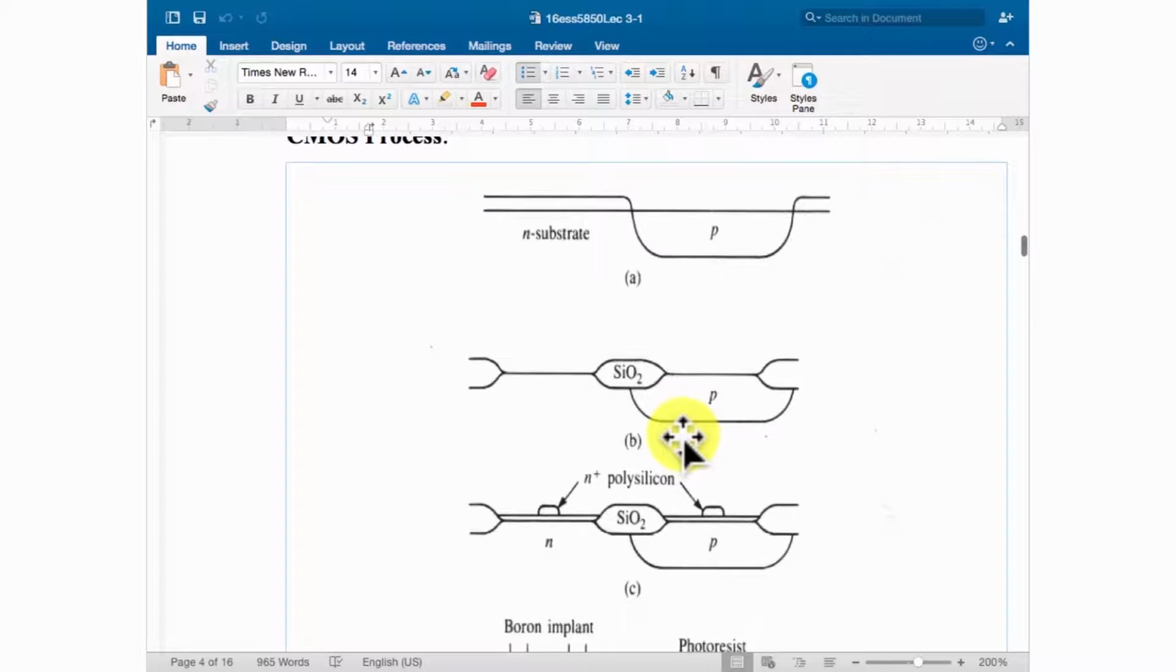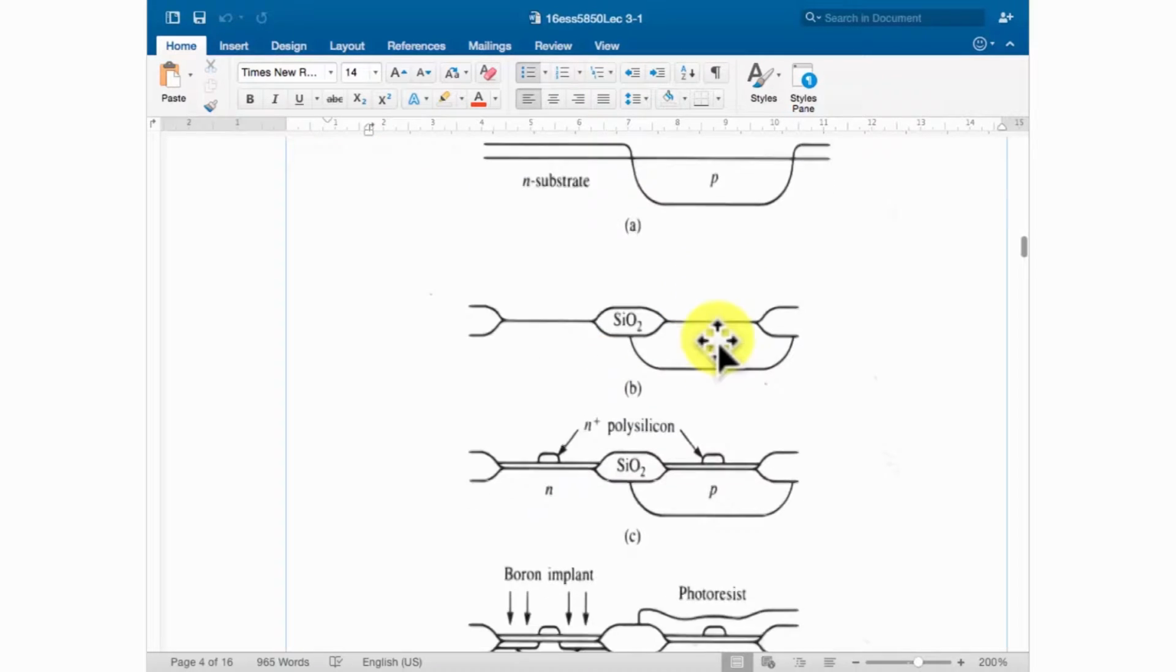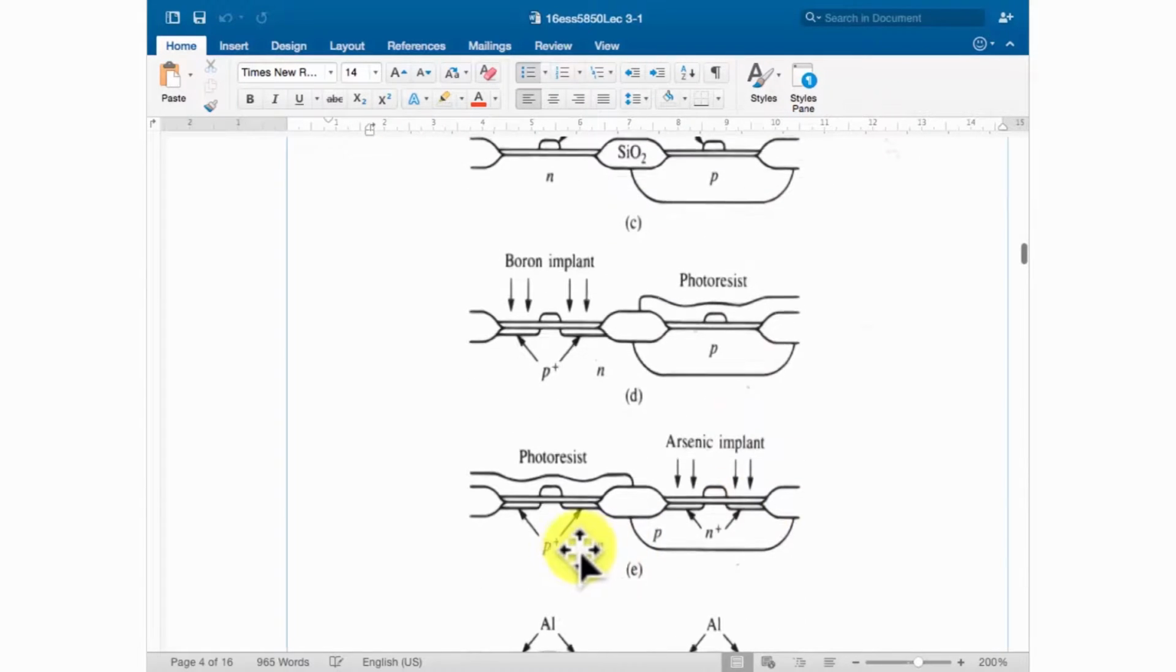Then the rest of the steps are very similar to the previous NMOS process. So on the P well, what we call the P select area, we can generate the NMOS. On the other side, the N substrate, we can generate the PMOS. Okay, so we will dope different types. Here we dope the N plus, and here we dope the P plus. So here we dope the N plus on the P area. So this is the NMOS area, okay?